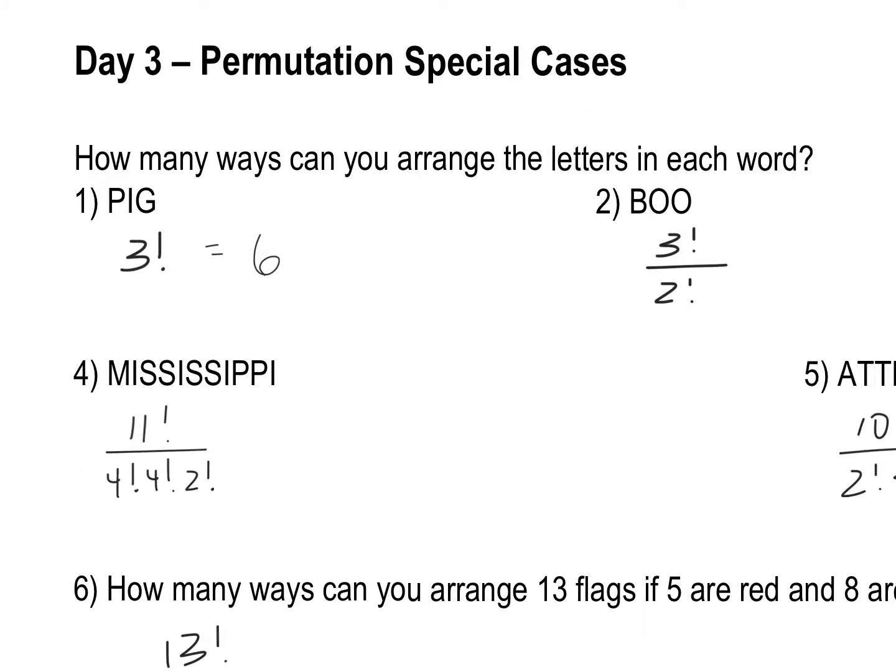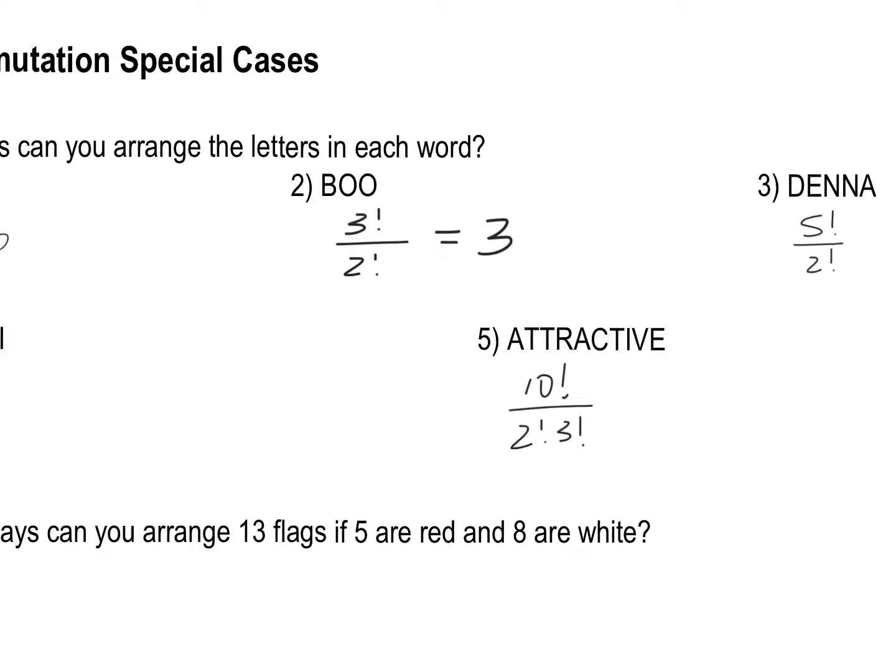Okay? But what if some of those letters are repeats? So again, there are 3 letters in the word BOO, so that's why the 3 factorial goes on top, but the O is repeated twice, which is why I'm dividing by 2 factorial. 3 factorial divided by 2 factorial is just 3. Okay, and so that's kind of the formula that we're going to use.